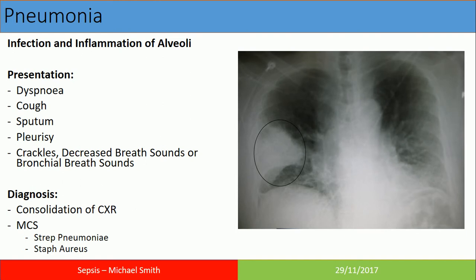You also, to confirm your diagnosis, want to take a sputum sample and then do microscopy, culture, and sensitivities to try and find out exactly which organism is causing the pneumonia, and then find out which antibiotics are best for treating it.